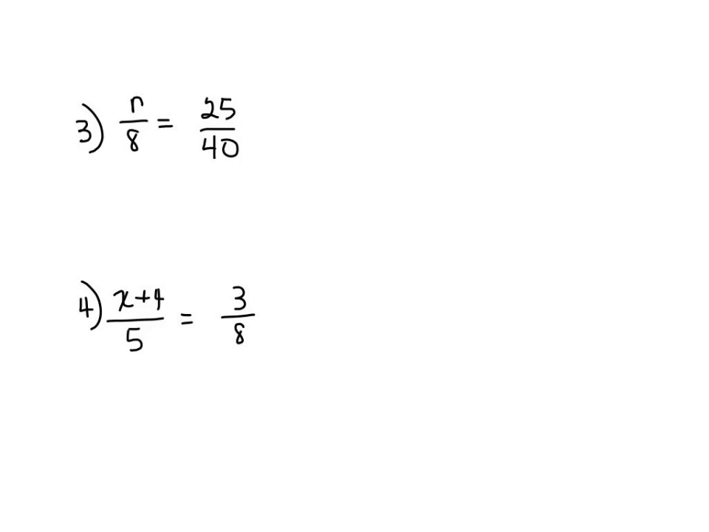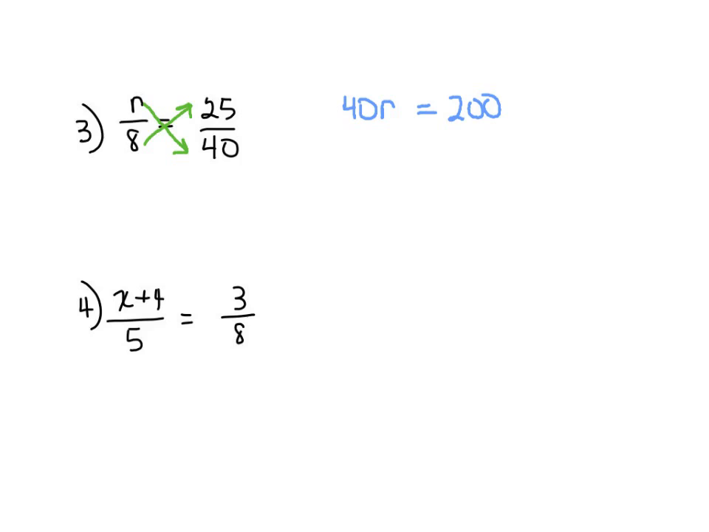Okay, to solve a proportion, we will use the cross product method. That means we will write an equation where we multiply the numerator of one times the denominator of the other, and the denominator of one times the numerator of the other. We'll write an equation and then we will solve. So let's go ahead and multiply. R times 40 is 40R, equals 8 times 25, which is 200.